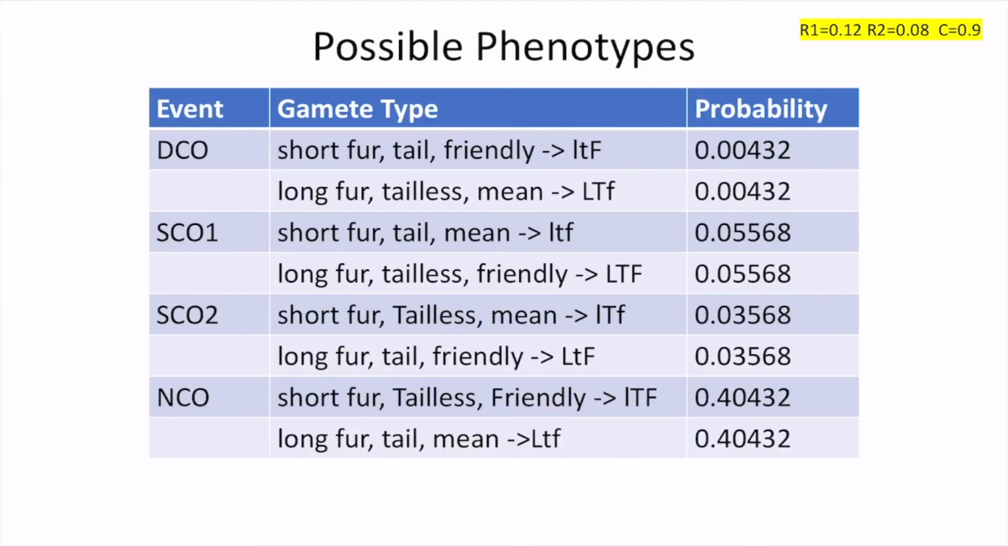We also know now that for any offspring to look just like Oliver, we would have to have a single crossover event occur producing the big L, big T, big F, long fur, no tail, friendly gamete. Unfortunately, there's only a 5.568% chance of passing on this gamete, and the majority of the offspring will either receive alleles for short fur, no tail, and friendliness, or for long fur, having a tail, and being mean, as we will likely see no crossover event occurring.